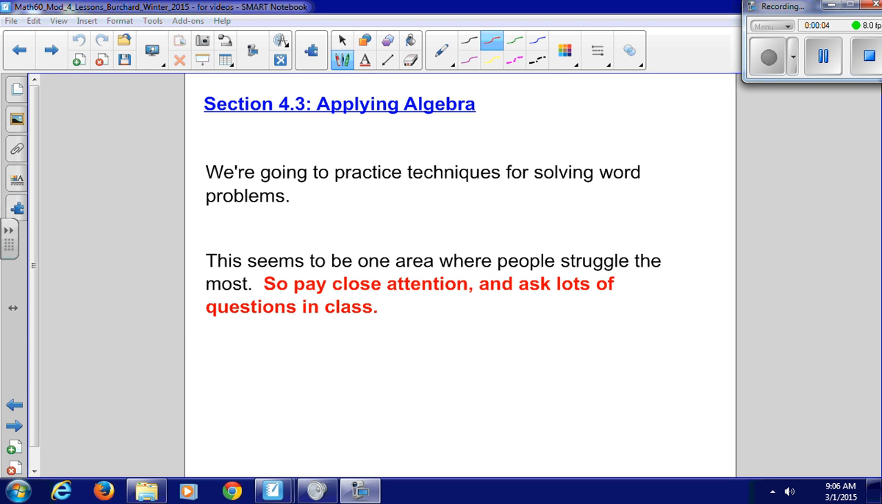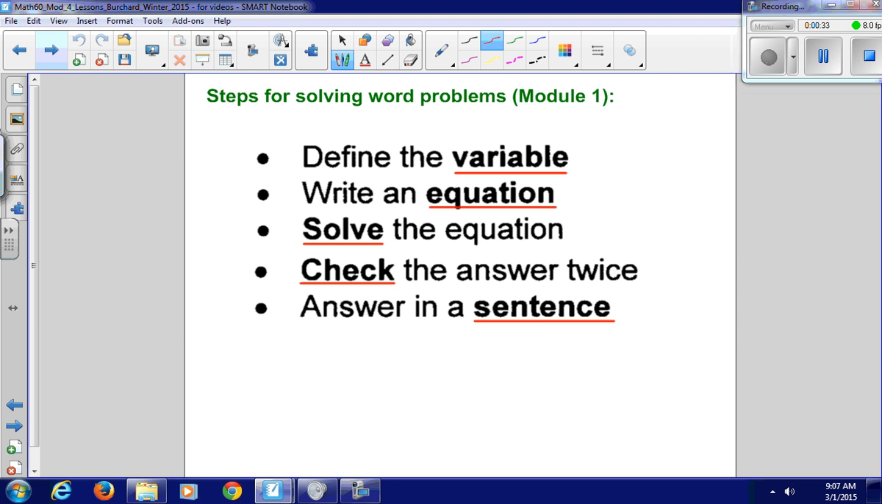In section 4.3, we're going to be talking about applying algebra, which means word problems. So we're going to practice some techniques for solving word problems. This seems to be an area where people really struggle, so try to pay close attention to this, replay the video if you need to, and then when we're working together in class, ask lots of questions and be patient with yourself as you learn this.